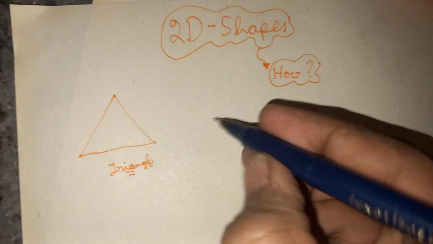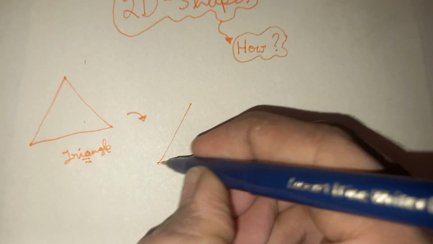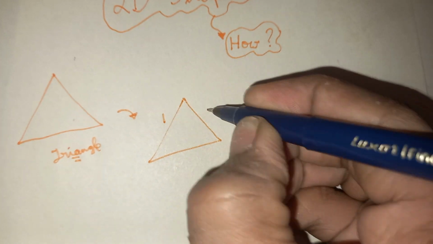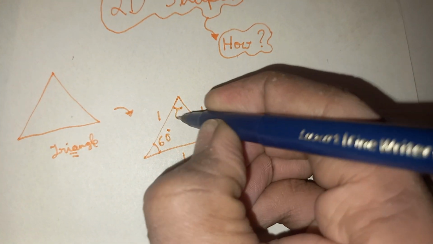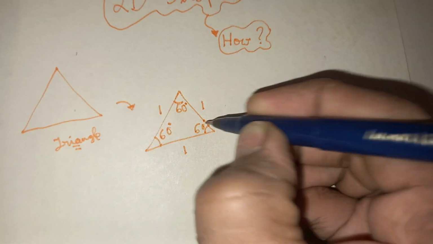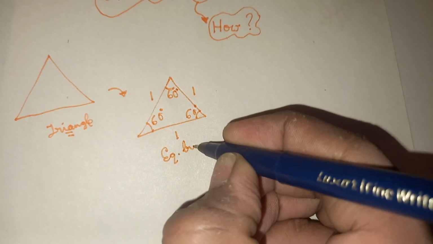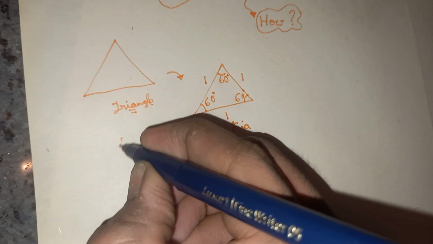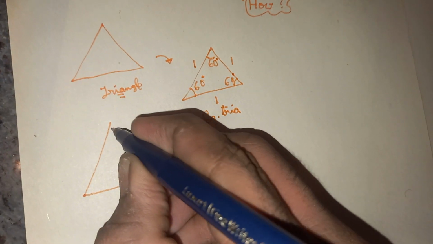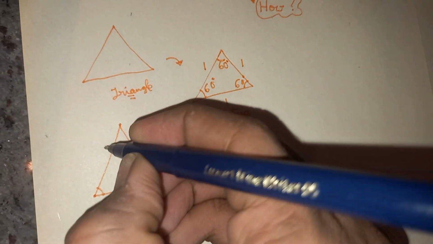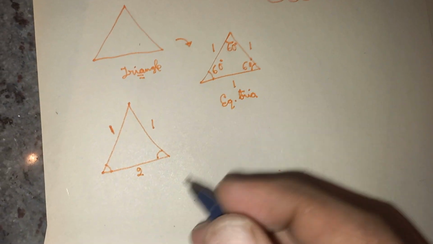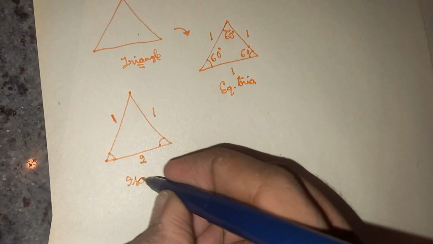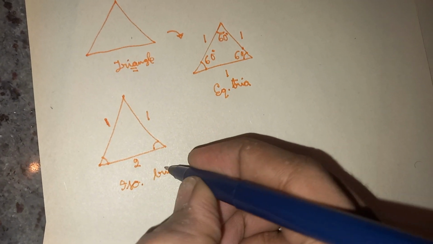In one type, all three sides are equal and all three angles are also equal. This one is known as an equilateral triangle. The next type is one where only two sides are equal and those two angles are equal. This one is known as an isosceles triangle.